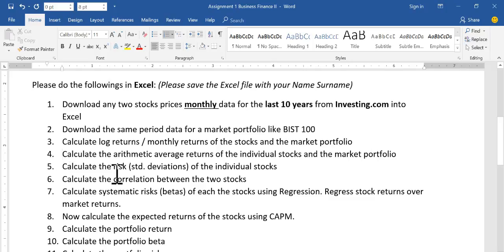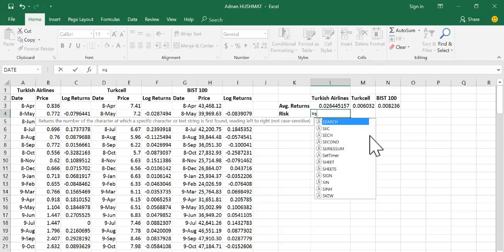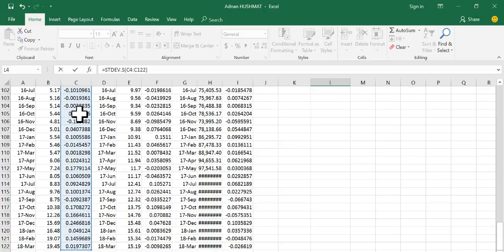Number 5, calculate the risk or standard deviations of the individual stocks. We need to calculate the risk of these stocks. The risk is just the standard deviation, as we have seen in our lectures. So we come here, again equal to, and Excel can do it for you: standard deviation S. Click the log returns for Turkish Airlines, press Control Shift down arrow, close the bracket, press enter.